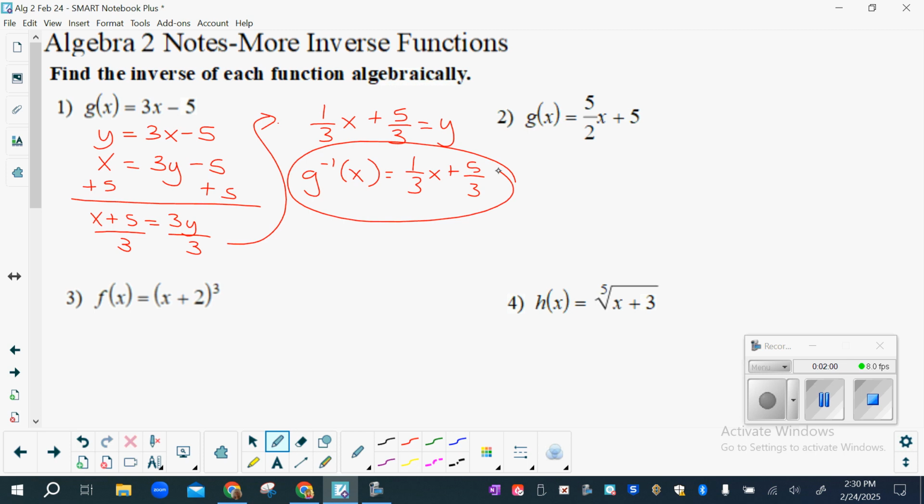Another one, number 2. So let me call on a group. Let's see. This group here. What's my first step? Before that, we need to figure out. Oh, I got it. There's somebody in this group. So we need to do something with the g of x. You turn it into y. Yes. So y equals 5/2x plus 5.